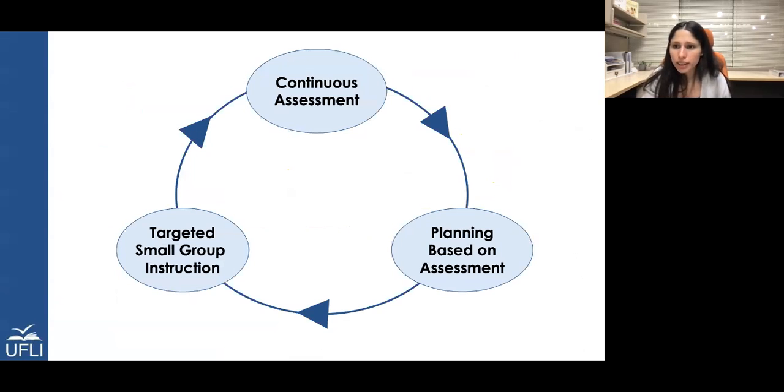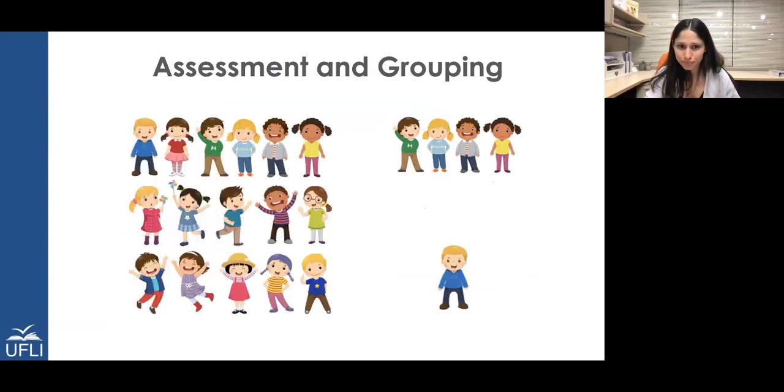So now we'll spend the rest of our time kind of putting these parts together. So we've talked about activities that can be used to target specific foundational reading skills. Now we've talked about some assessments that can be used to find out information about these skills. And so now we're going to talk about how to put those things together to plan our small group instruction.